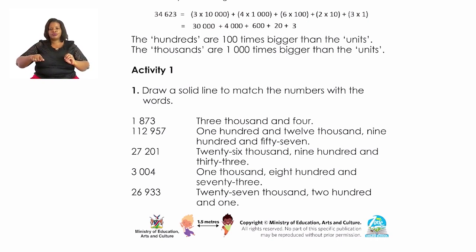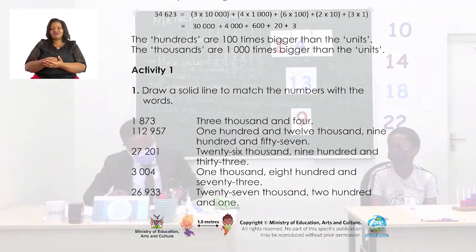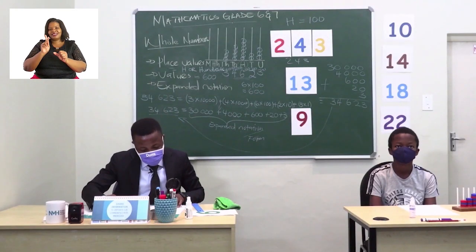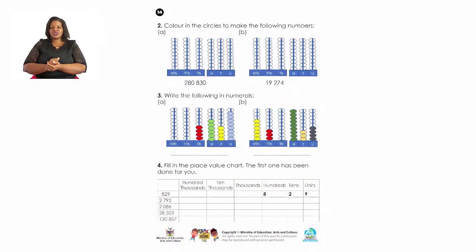So you start with the word, you read it, and you check at the numbers and see which one is corresponding. You just draw a line to connect or to match the two. I hope that is very easy. So you can try that one. And then we proceed to page 14, where number 2 is.